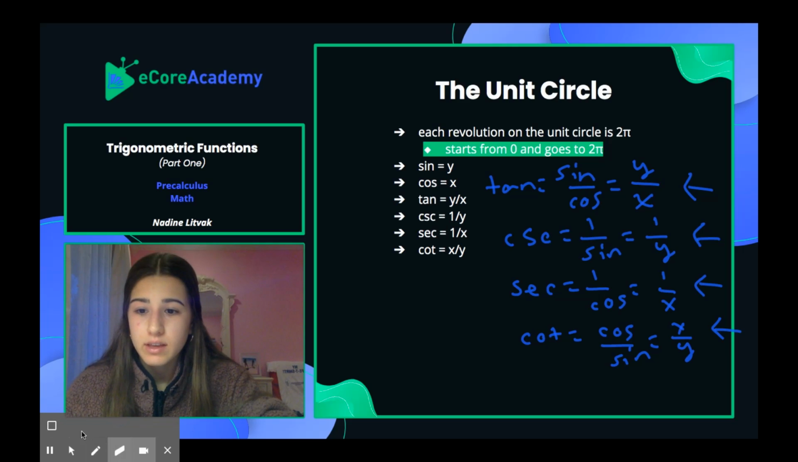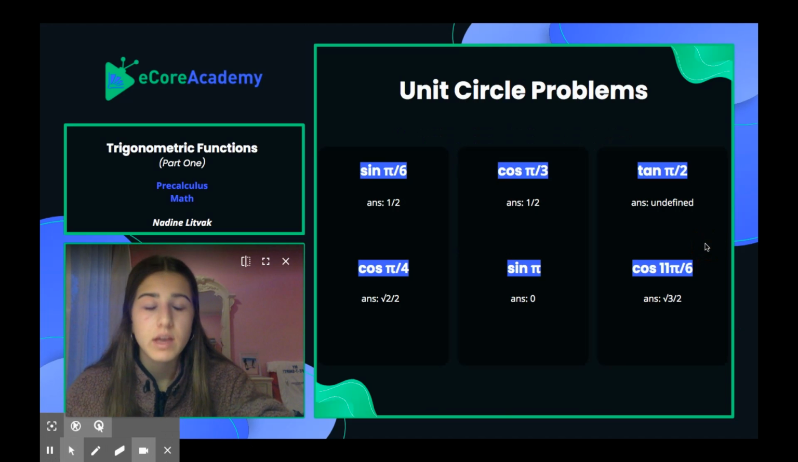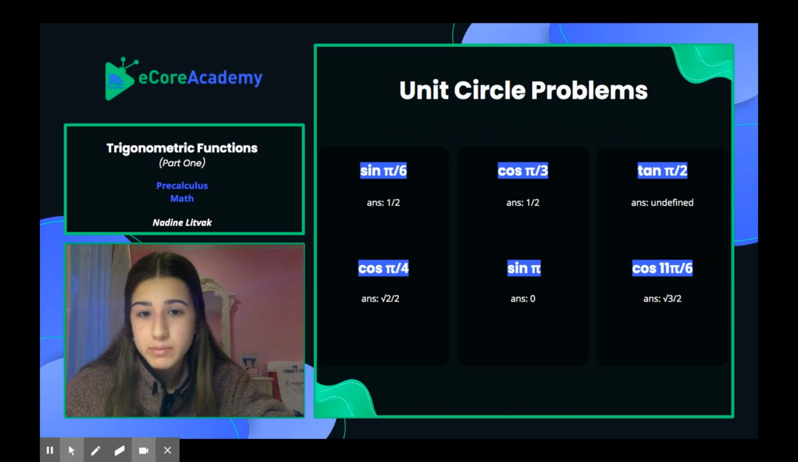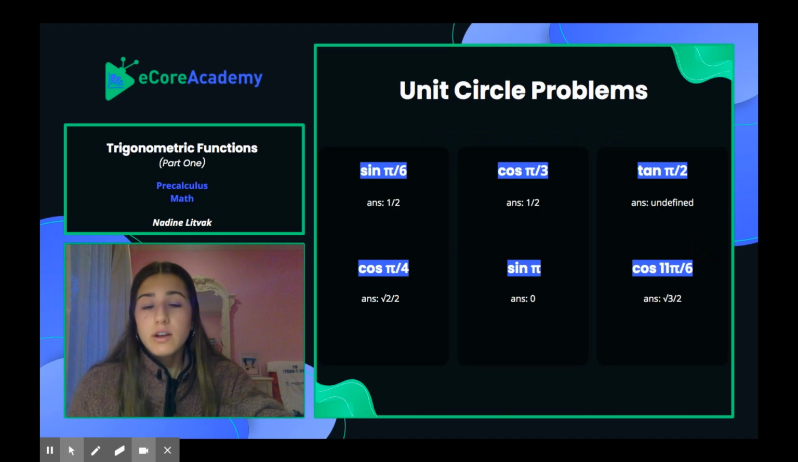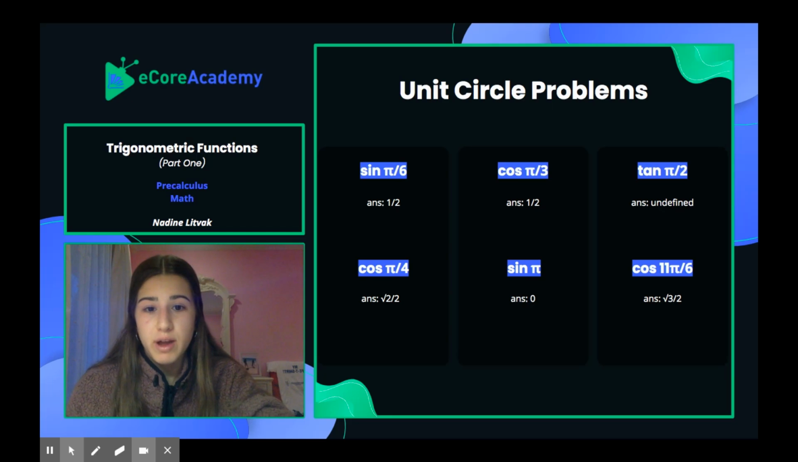Okay, so now let's move on to some unit circle problems. Here are some problems: sine of pi over 6, cosine of pi over 3, tangent of pi over 2.